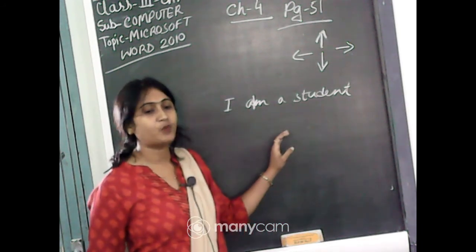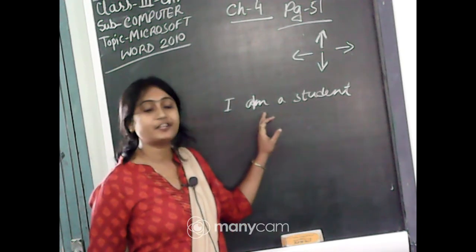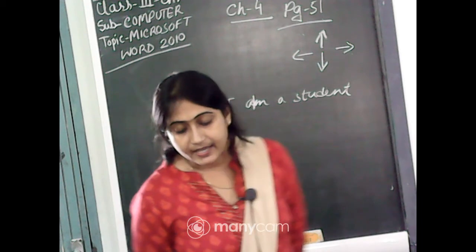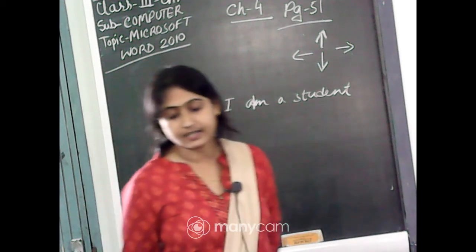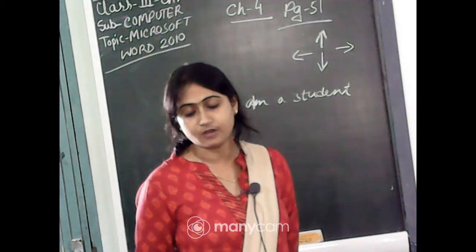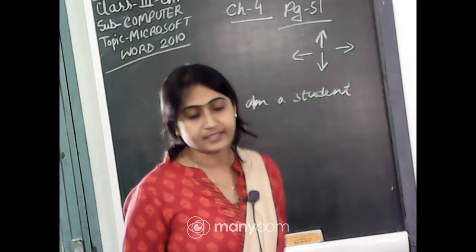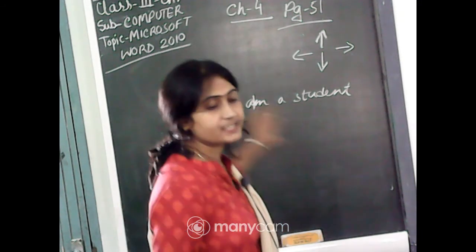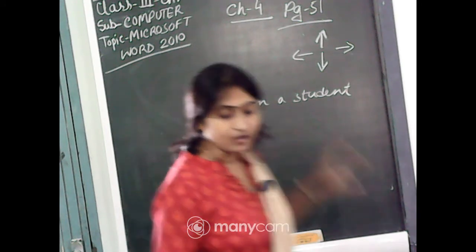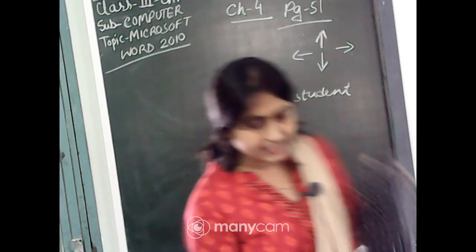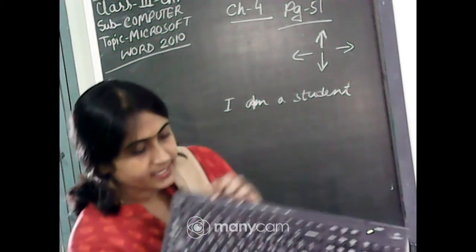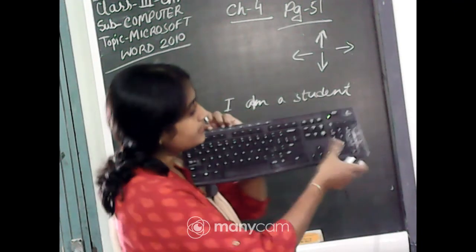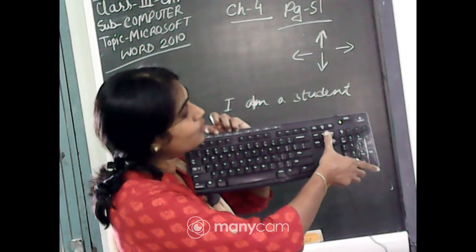Now if you want to select from the current position of the cursor till the end of the current line, then press Shift plus End. Shift plus End are keys of the keyboard. Look, this is the keyboard; this is the End key and this is the Home key.